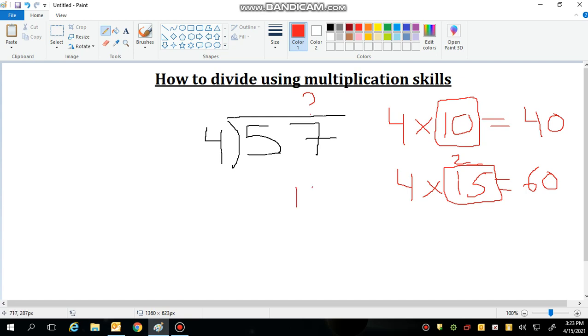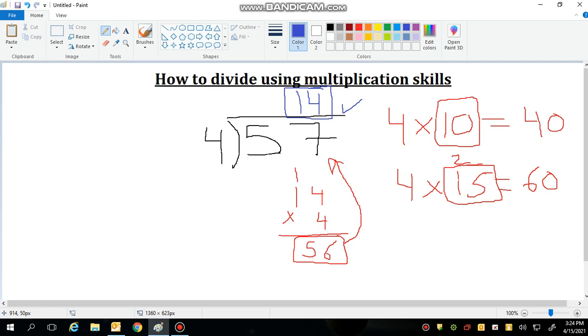Let's try 14. How about 14 multiplied by 4? 4 times 4 is 16, carry the 1, 4 times 1 is 4, 56. And there we go. This number is the closest possible number we can get to 57, which means that our answer, when you round it to the closest possible number, will be around 14. And we are estimating. This is our estimate. The actual answer, if I did the division problem correctly, would be 14.25. But 14 is good enough as an estimate, a rounding number.